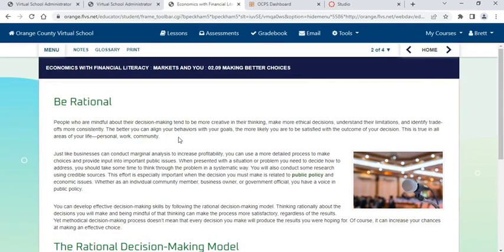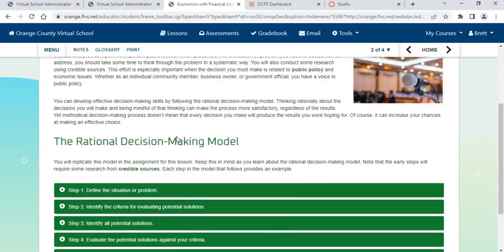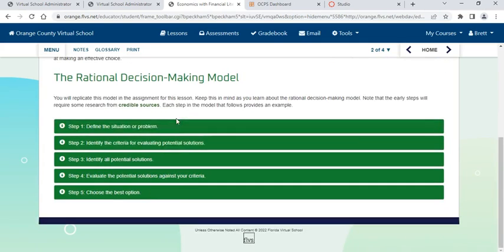So the first thing we want to understand here, when we're trying to solve a societal problem or issue, is what's the rational expectation of the general population. Now we all understand that there are small minority groups out there that are going to act irrationally, but we're trying to look at the larger general population and how that general population will typically behave, and what they will do. So in the rational decision-making model, the first thing you want to do is define the situation or problem.